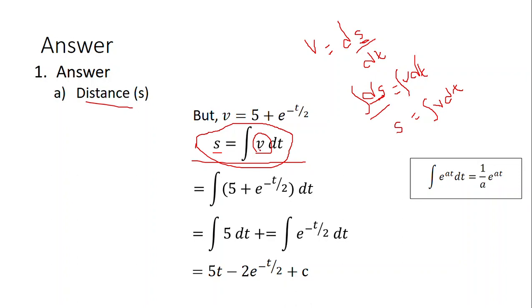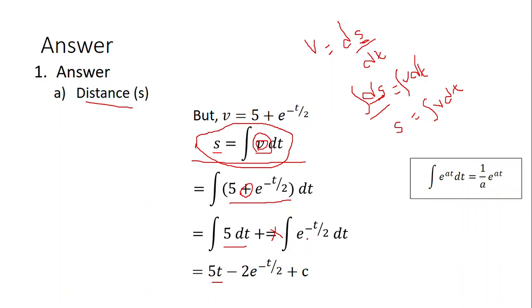Then you have the equation for v, so we can simply substitute that. Then we can apply the integration rules. This is an addition, so we can integrate separately: the integration of 5 dt, plus the integration of e to the power minus t divided by 2. If you integrate 5 dt, it becomes 5t.